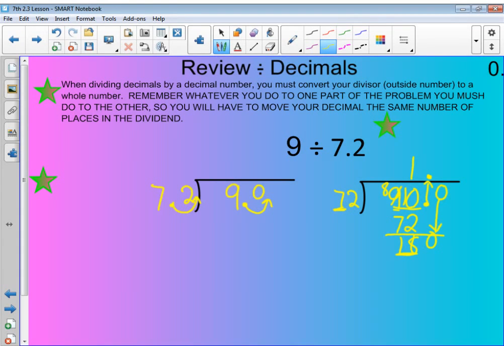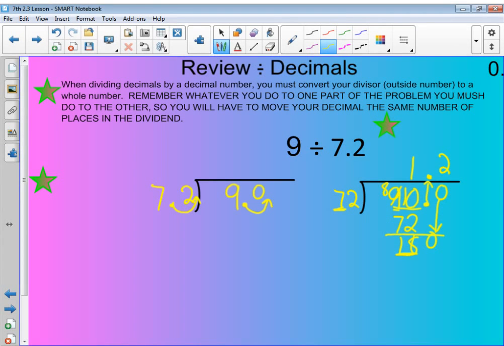So 72 would go into 18 twice. Or not 72, sorry. 7 would go into 18 twice, and that would put me at 14. If I did 3 times, that would be 21. That's going to be way too much. So I'm going to try 2.